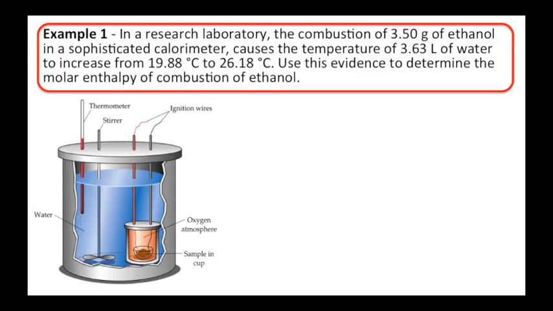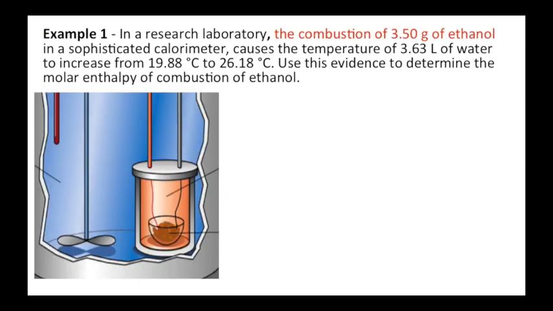So let's imagine in a research laboratory we burn 3.50 grams of ethanol in a sophisticated calorimeter. This causes the temperature of 3.63 liters of water to increase from 19.88 to 26.18 degrees Celsius. Use the evidence to determine the molar enthalpy of combustion of ethanol. Okay, that's a lot of words.